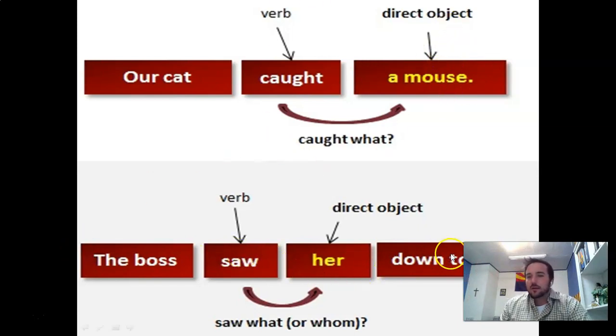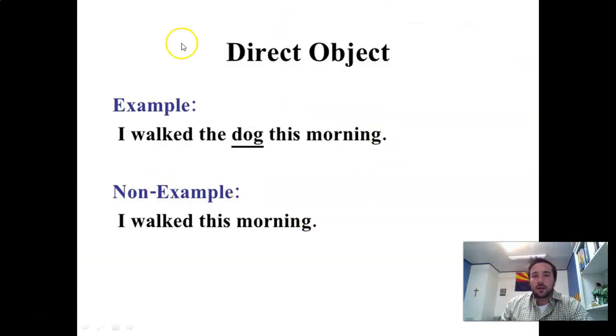The boss saw her downtown. Who or what did something? The boss. What did the boss do? Saw. Saw whom? Her. I know we don't know her name. That's okay. All we need to know is who the boss saw, and it's her. That's a direct object.